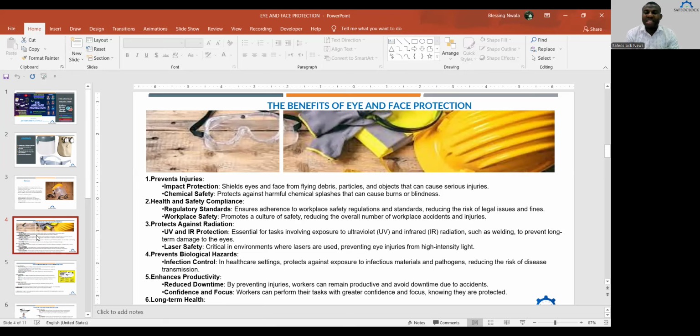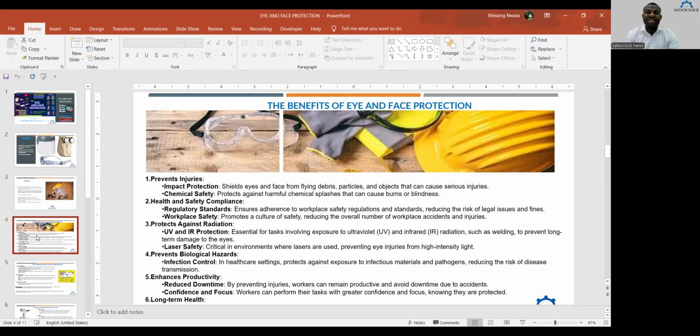Another benefit is that it helps in health and safety compliance with regulatory standards, workplace standards, and workplace policies. These regulations and standards state that certain PPEs must be used at certain places or at certain times. So by using this PPE, we are directly complying with these regulations.